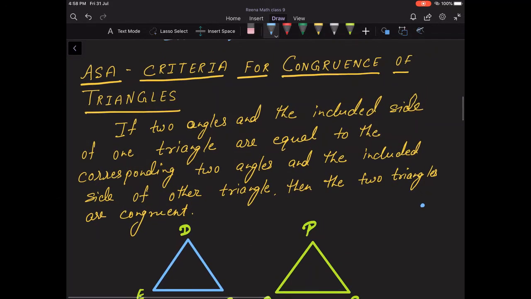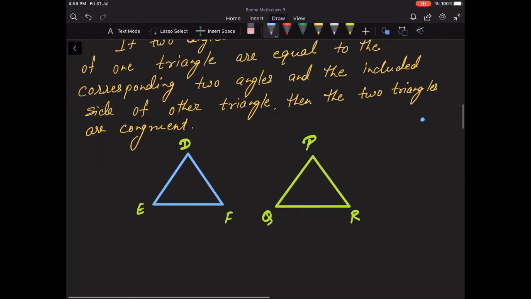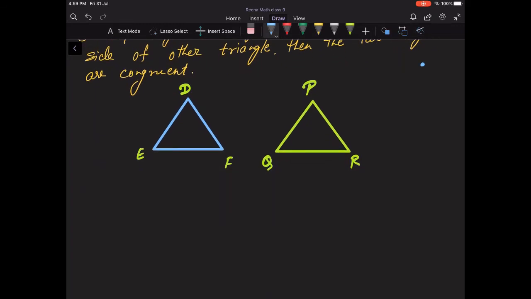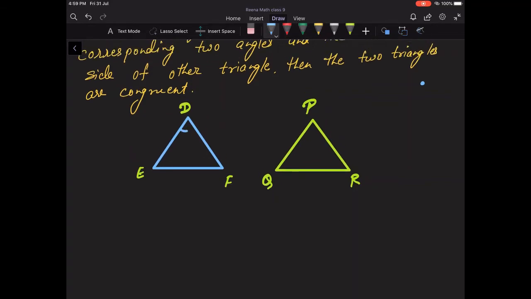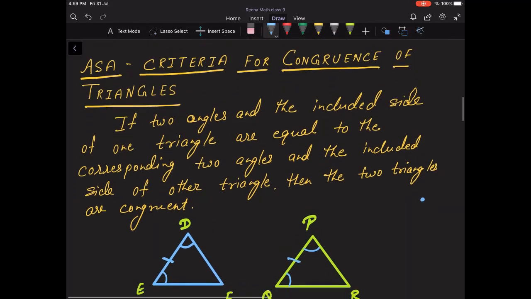According to this, if two angles and the included side of one triangle are equal to the corresponding two angles and the included side of the other triangle, then the two triangles are congruent. You can see here I have made triangles DEF and PQR. Let us suppose angle D is equal to angle P, angle E is equal to angle Q and side DE is equal to side PQ, then these two triangles are said to be congruent by the ASA congruency criterion.